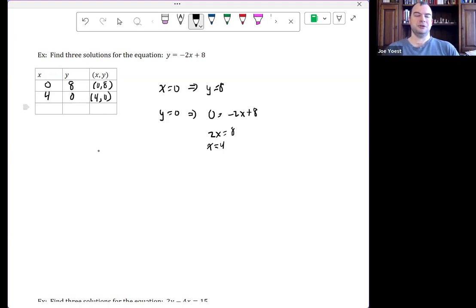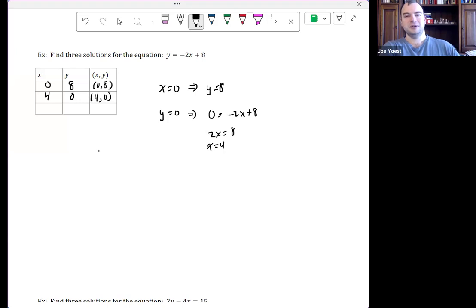Try x equals 0, see what y value you get. If you get a nasty y value, if you get y equals 1/3 or something in another problem, well, just don't use that one. But in this case, it worked out nicely. And then try y equals 0, see what you get for x.